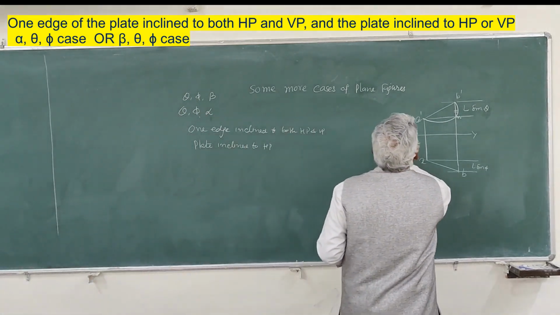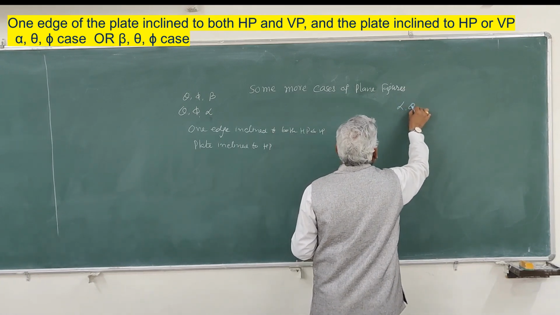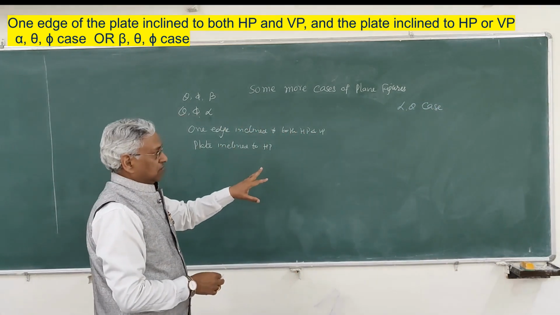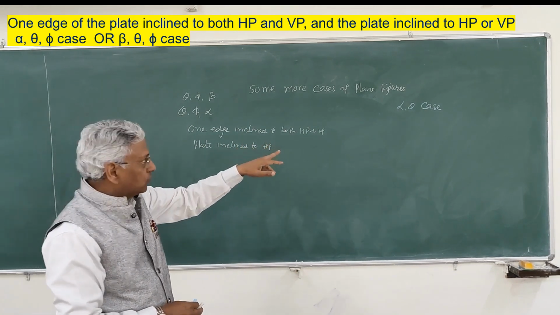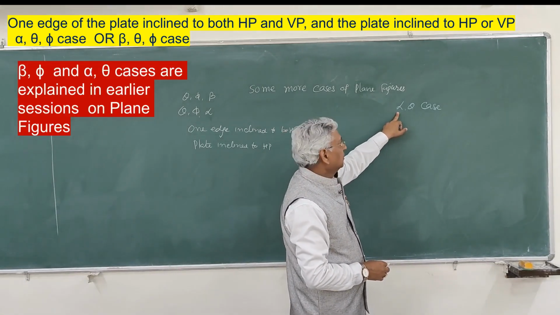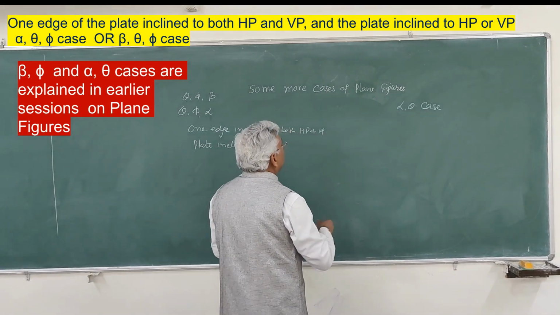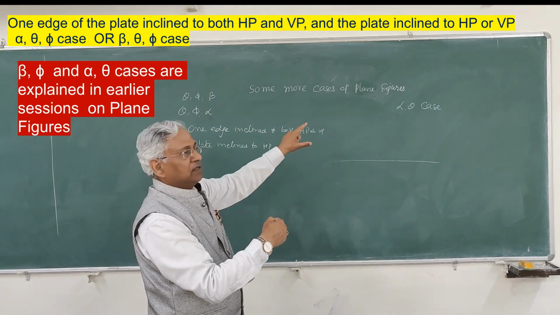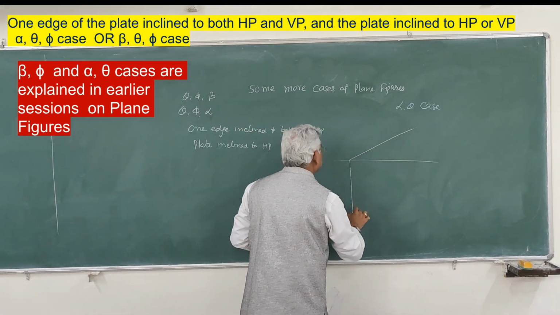Now this problem is solved by taking the alpha theta case first. And I explained this case in my last session, when the plate is inclined to the horizontal plane at angle alpha and one edge in the plate is inclined at angle theta to the horizontal plane. So what we do in that case, because when the plate is inclined to the horizontal plane, its elevation will lie on the vertical trace of the inclined plane.